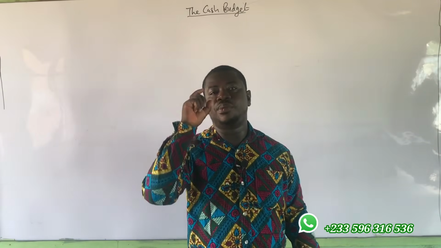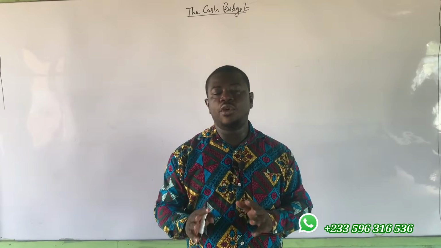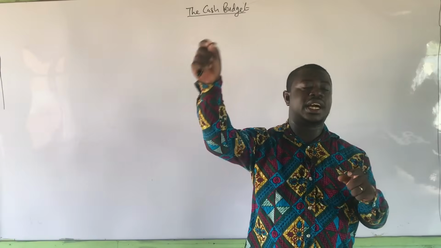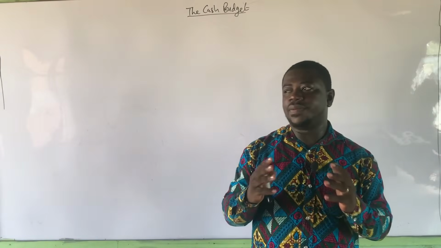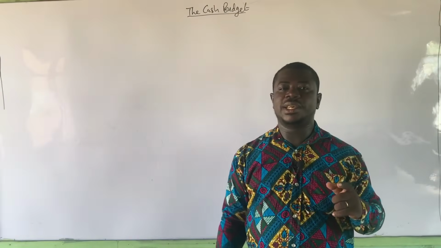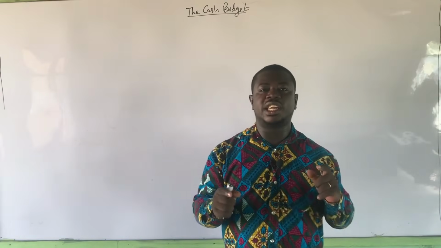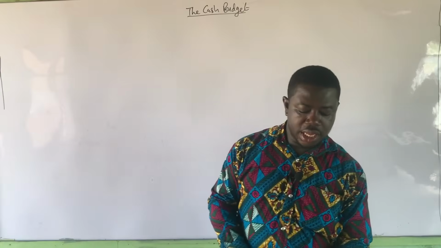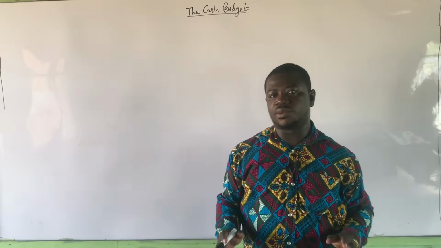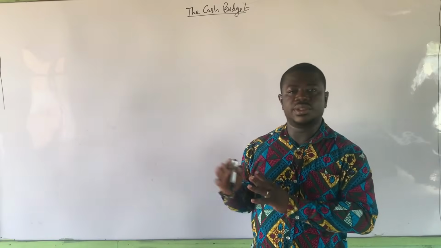Now, we have been given projected sales, and I have already told you that when it comes to cash budget, it's all about projected cash receipts and projected cash payments. I told you that all other payments and receipts are easy to enter, with the exception of sales and purchases, especially when there are credit sales and credit purchases. Now, we are told in the question, after giving us the projected sales from January to July, that all sales are on credit. It means that there are no cash sales in this question. Therefore, we are not going to have cash sales in our cash budget.